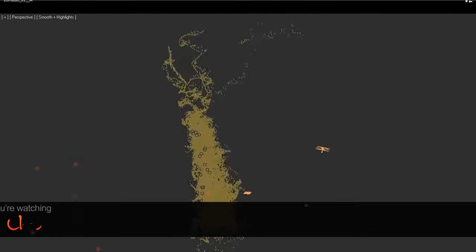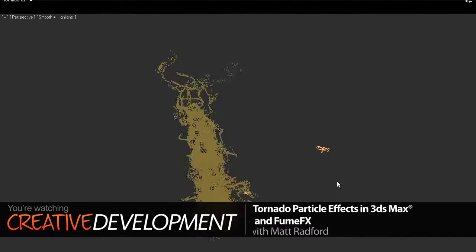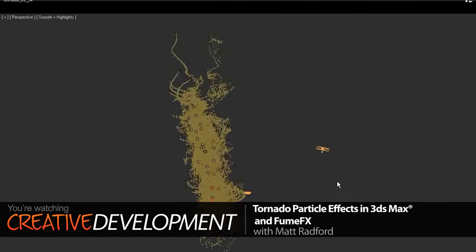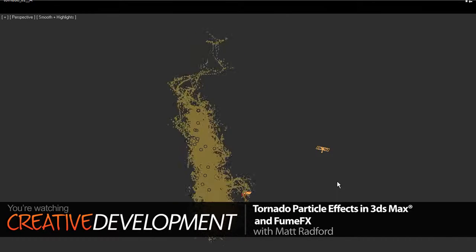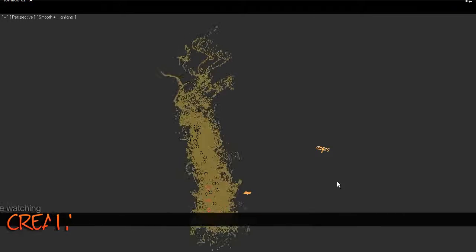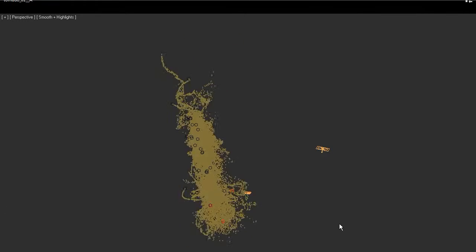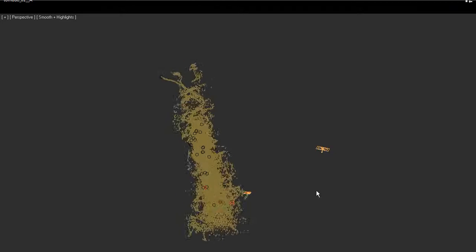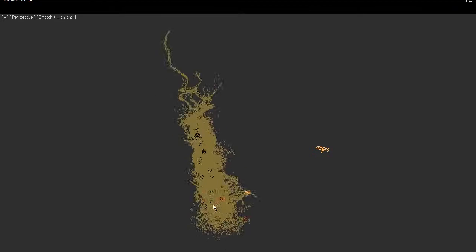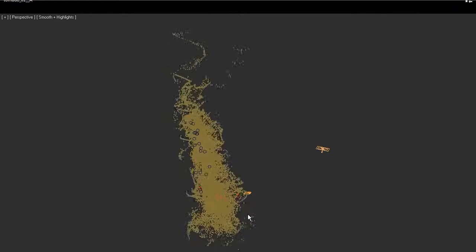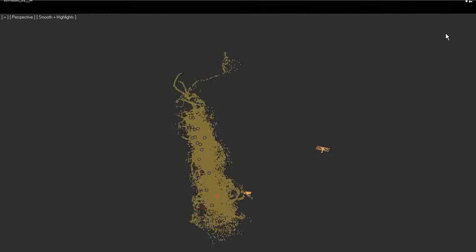It's a system, and my goal here was to allow it to last forever, so that you could start a tornado and it would stay alive. You can see that it's a recursive tornado in that it is spawning particles that keep itself going, and that was something that was really important to me.